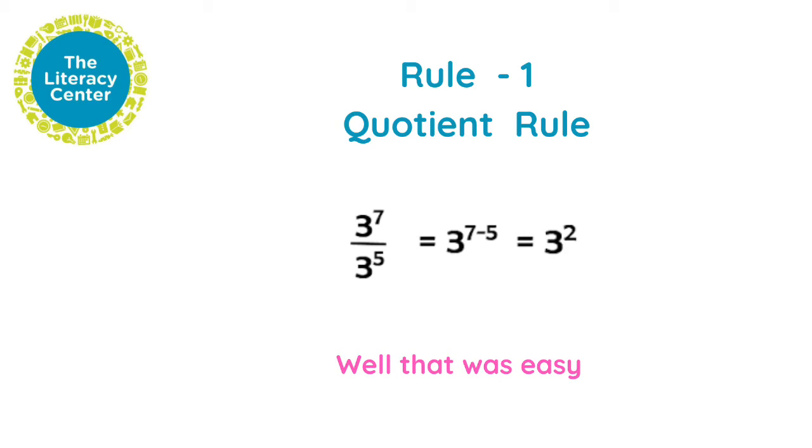So 3 to the power of 7 divided by 3 to the power of 5. We can simplify this by subtracting the exponents. So it would be 3, that is our base number, to the power of 7 minus 5. If we solve this, we will get 3 to the power of 2. So this is how we apply the quotient rule to simplify this type of exponential expression. Well, that was easy, wasn't it?